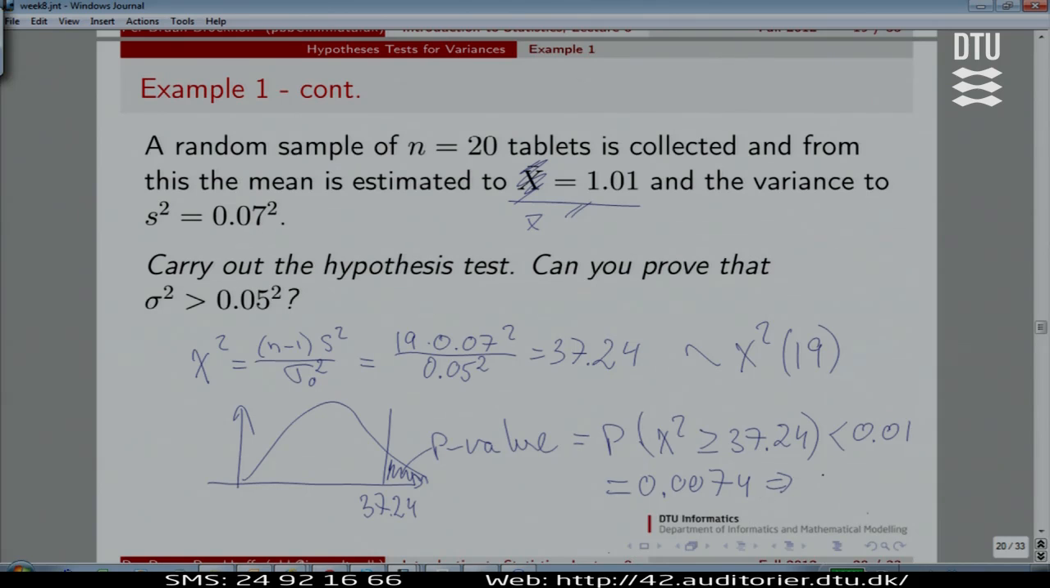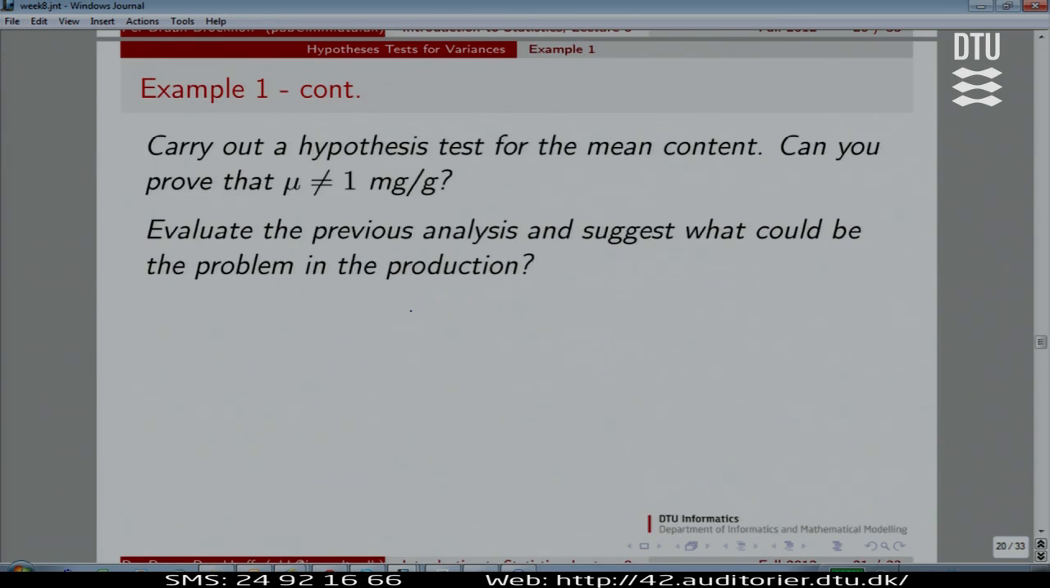It's below alpha. So, since the variance has become unlikely large, we have proven. Can you prove that the variance is larger than this? If I should make a short answer to the question, yes, I did prove that. At least up to the type 1 error I'm using, but if we agreed on that, I proved it. That was hypothesis test for one variance.